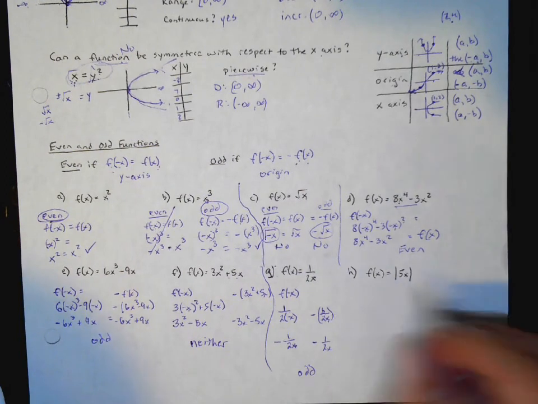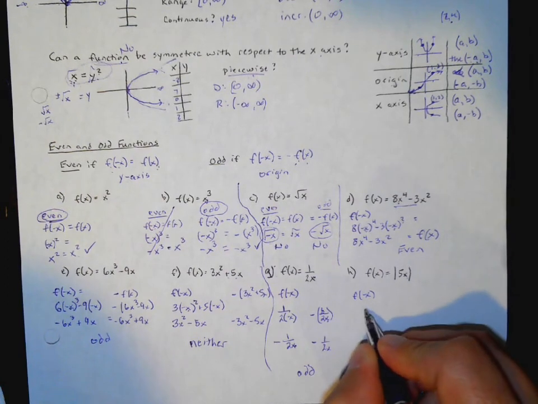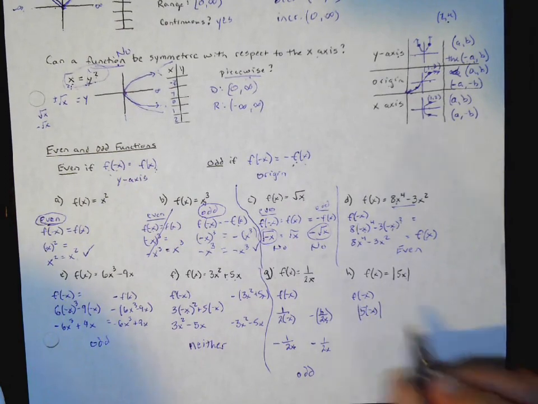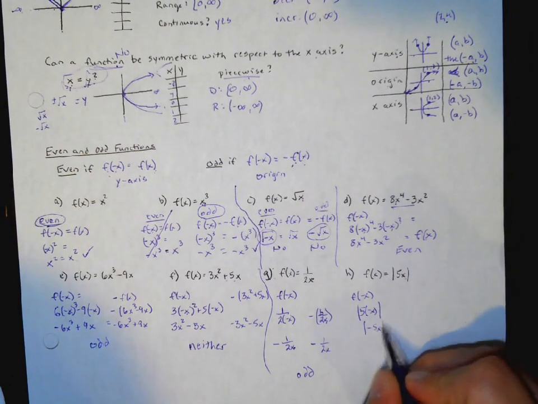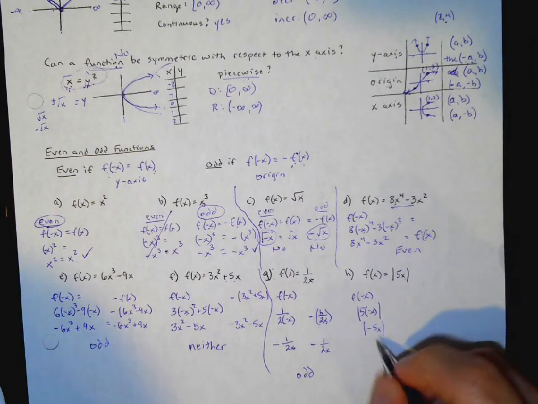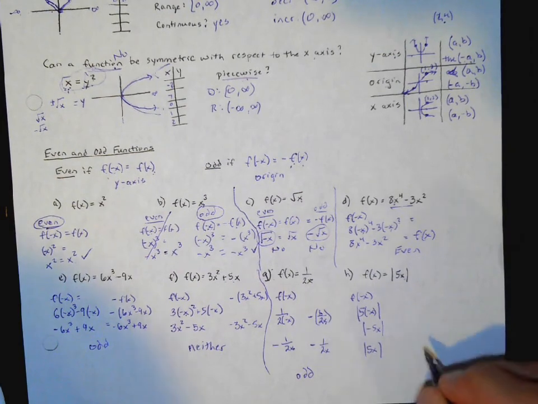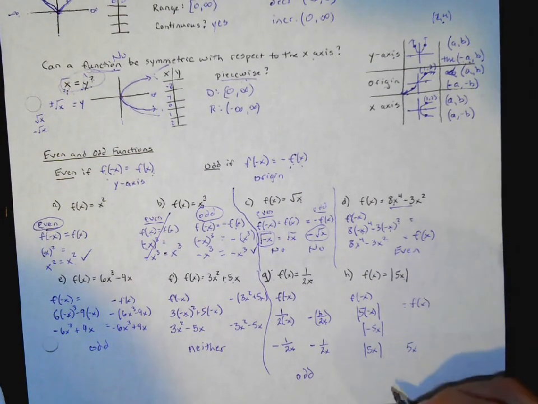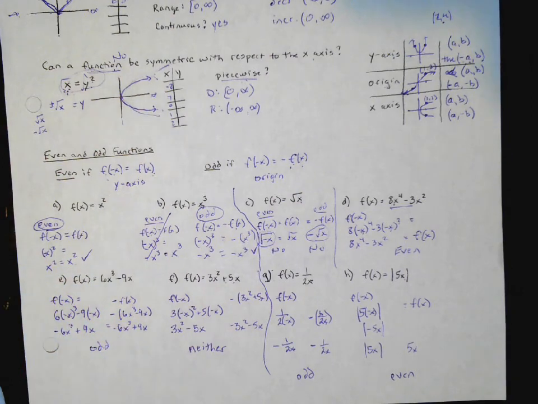Last one. Okay, f of negative x, plug it in there. So I have 5 times the absolute value of negative x. So this would be negative 5x, but absolute value makes it positive, right? So that really is the same thing as this, which is equal to our f of x, which makes it an even function. Okay. All right, so those are the notes for section 2.1.